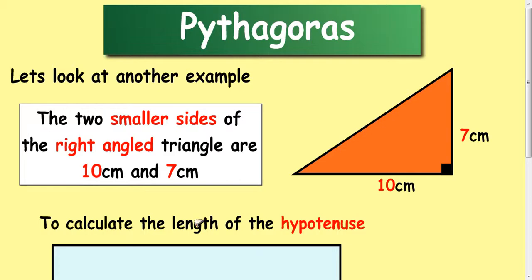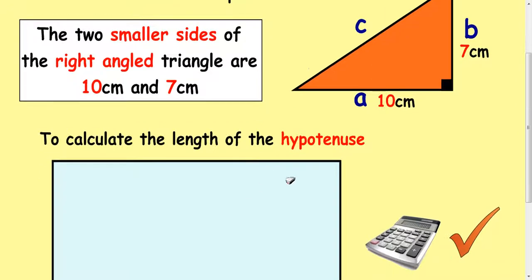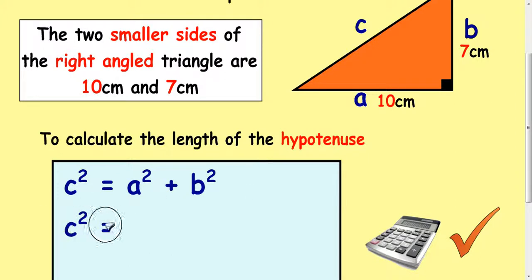Okay, looking at another example here. Same idea, except the side lengths are 7 and 10. Again, we're working out the longest side, which is the hypotenuse, so that's your C value. And the other two don't matter, whether you use A or B or B or A, it doesn't really matter which way around these are. So write the formula out again, C squared equals A squared plus B squared, and then substitute in your values. A, you can see this time, is 10, and B is 7. So C squared is equal to 10 squared plus 7 squared.